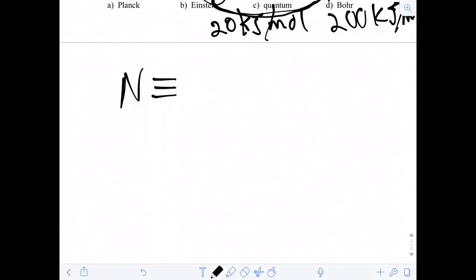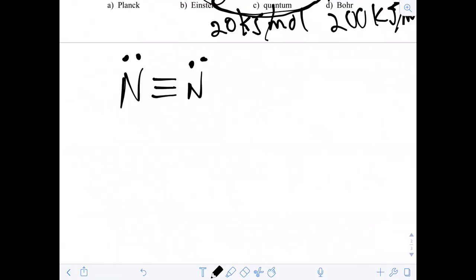So I'm just going to make 3 bonds between the 2 nitrogens. Does that obey the octet rule? No. So I'm going to put 2 more electrons on the nitrogens like that. Why didn't I just make another bond? You can't. 3 bonds, a triple bond, is the maximum number of bonds you can make between 2 atoms. The rest have to be lone pairs. So now they both obey the octet rule.